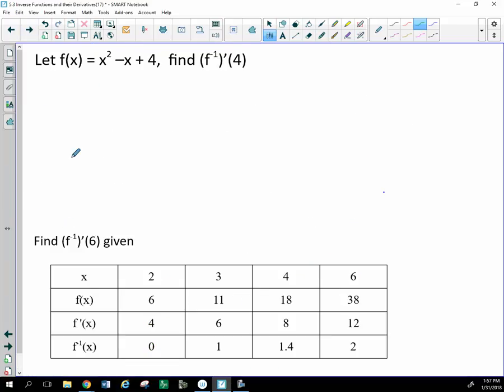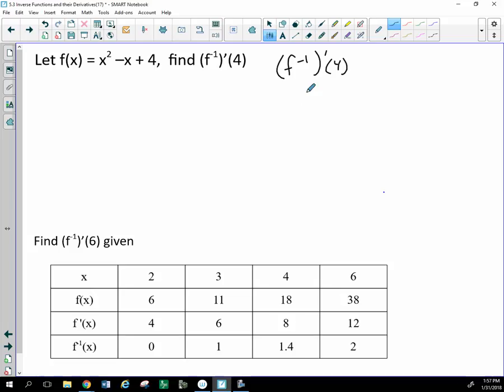All right, so let's try it again. We've got this function over here, and we want to find the derivative of the inverse at 4. And again, pause this anytime just to make sure that you can work through this problem. This would be a good one since we just did the previous problem. Pause it and see what's going to happen here.